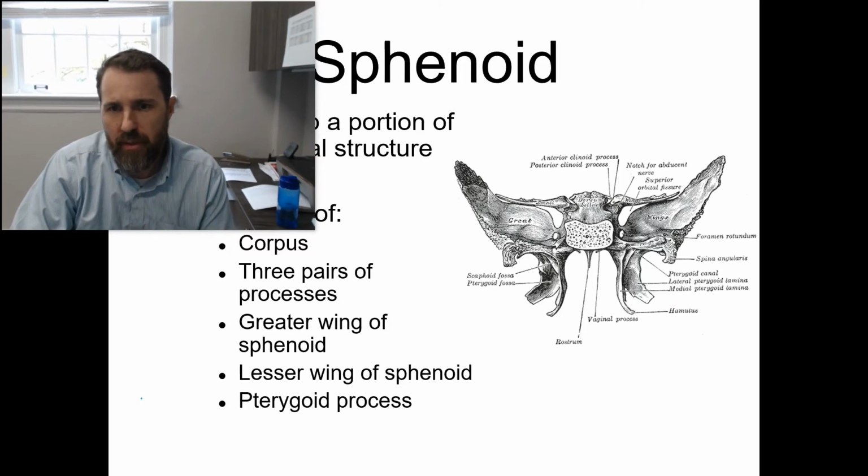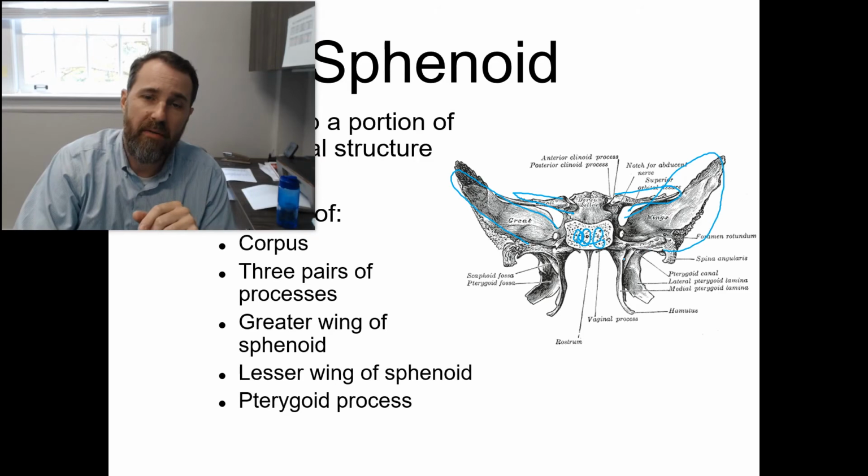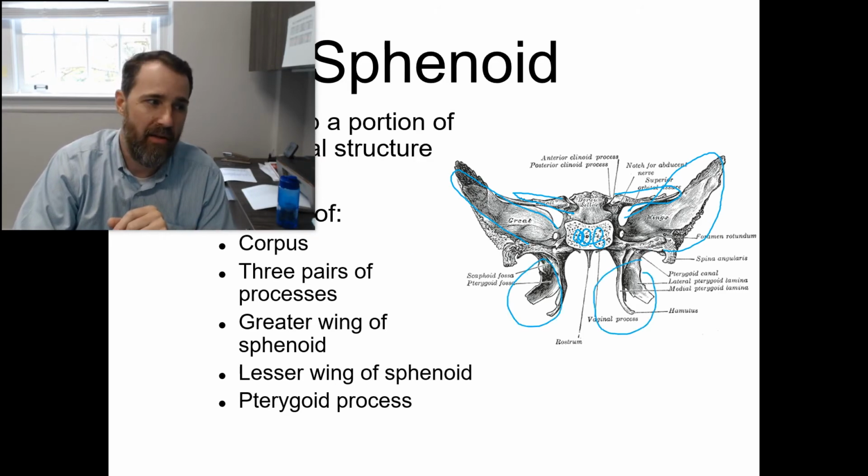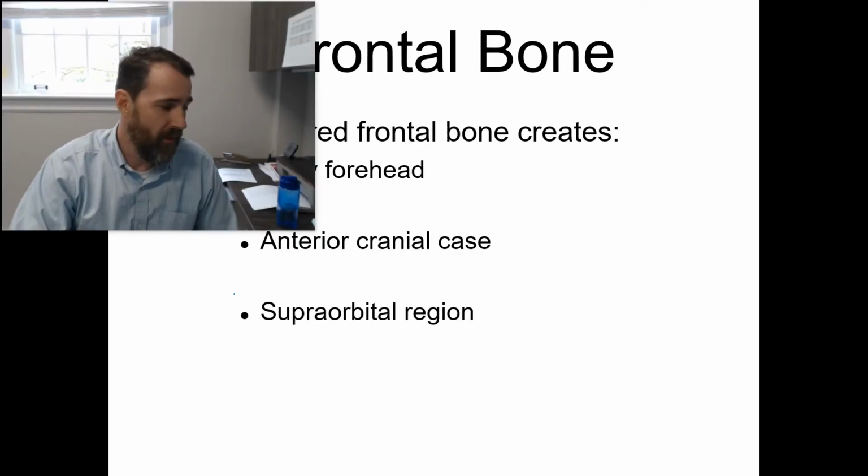Structures to know for the sphenoid: know the corpus right here, know the lesser or small wings, and know the greater or great wings of the sphenoid, and know what the pterygoid processes are. So now let's move into a more simple bone, and that is the frontal bone.